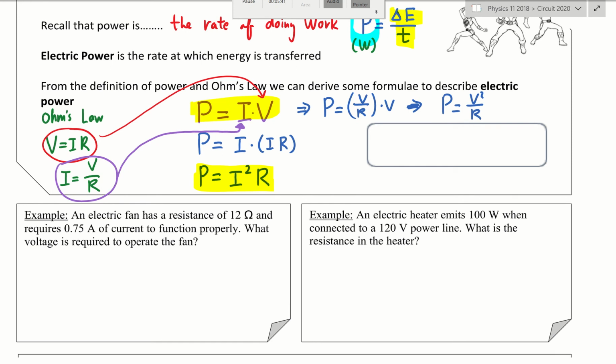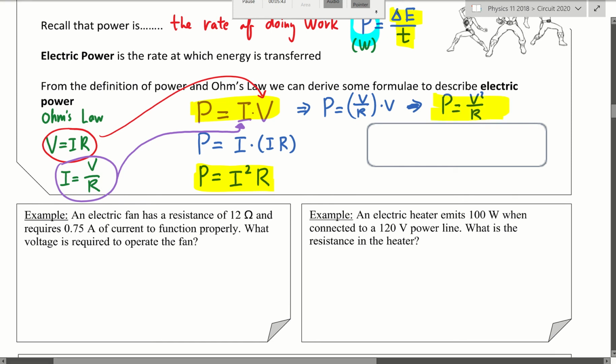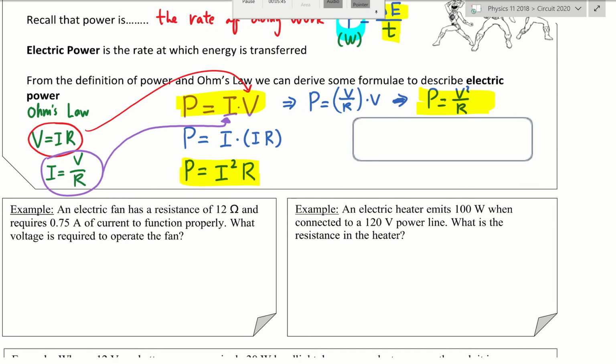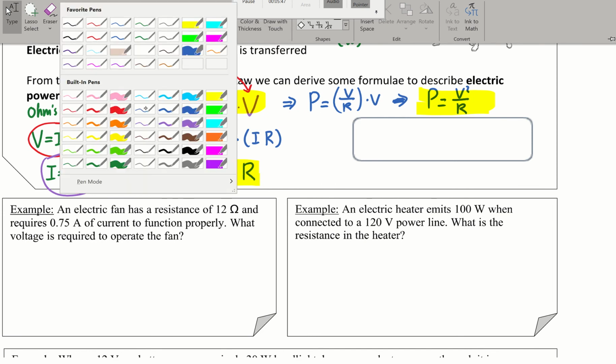Okay, so that is the third format of the power. So these three equations are all very useful. I think the formula sheet only has one of them, or maybe it has all three. I will have to double check.